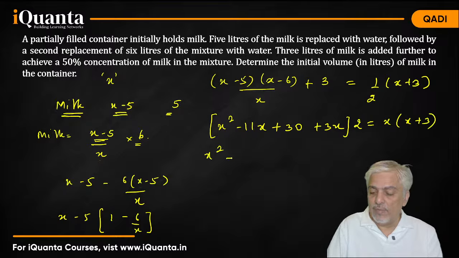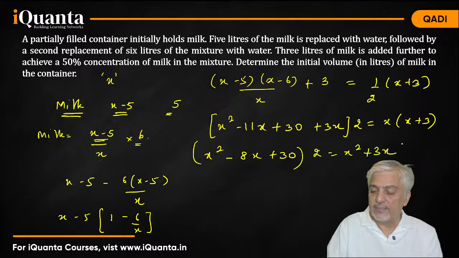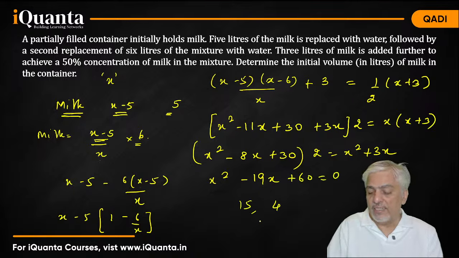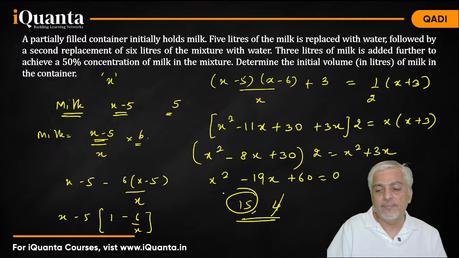X square minus 8X plus 30, into 2 is equal to X square plus 3X. So I will have 2X square minus X square is X square, minus 16 minus 3 is minus 19X, plus 60 is equal to 0. 15 and 4 are the answers. Answer cannot be 4 because you are removing 5 liters first time. So answer cannot be 4. So answer is 15. Is it clear, everybody?